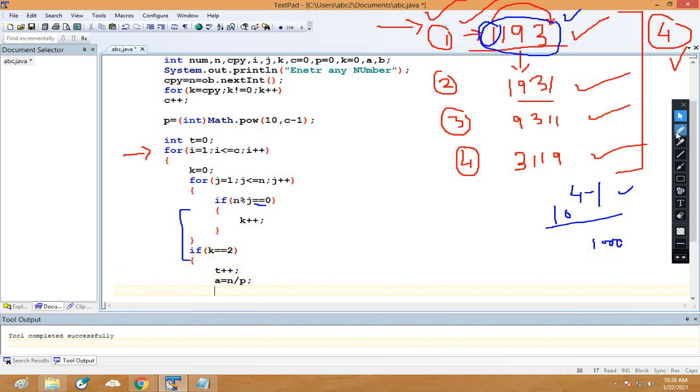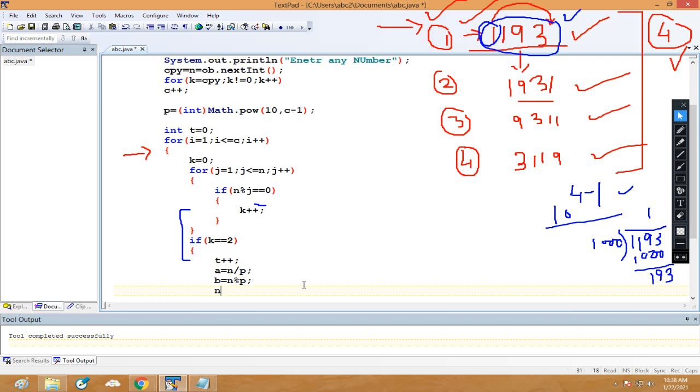So what you are getting in A? In A you are getting 1 from this 1193. Please pay attention, everyone. So you are getting 1. After that we want the last 3 digits also. Am I clear, Bharat? For that what we are supposed to do? N mod P. Am I clear?